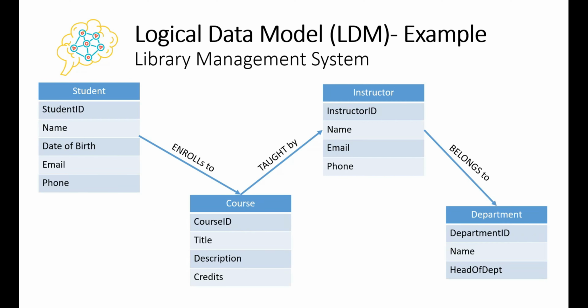Moving on, we have already seen this structure in the conceptual data model. In the conceptual model, student was called an entity, but note that we are now calling it a table. Student is a table, instructor is a table, course is a table, department is a table, and because we are in the logical model, all these attributes have become columns. And the relationships have been converted into constraints.